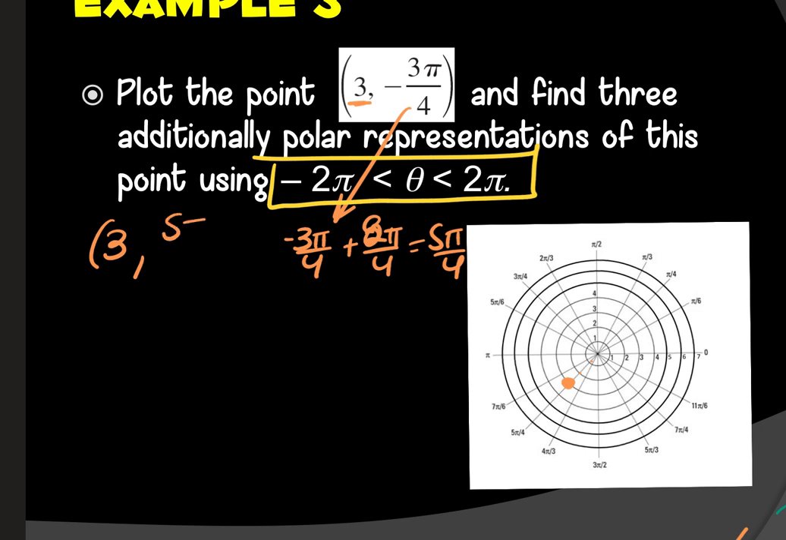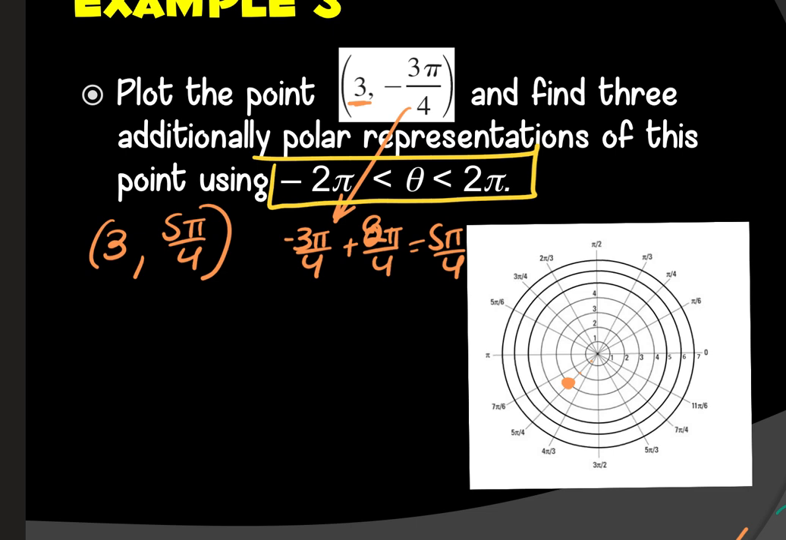How would I know it was too small or too big? What would be 2 pi if my denominator was 4? 8 pi over 4. So if it's smaller than negative 8 pi over 4, I can't keep it. And if it's bigger than positive 8 pi over 4, I can't keep it. Okay, that's 1 of 3.